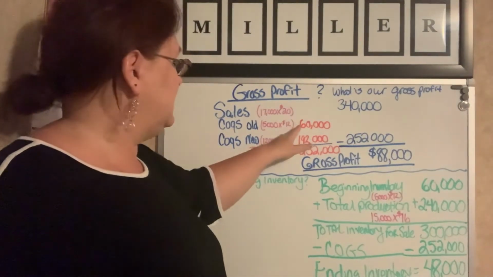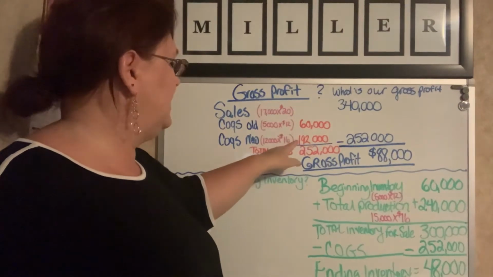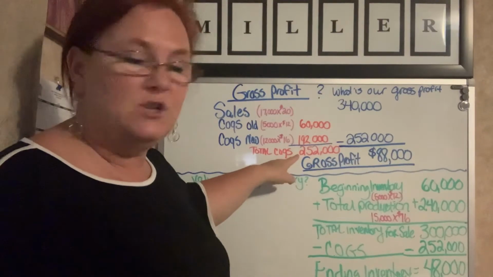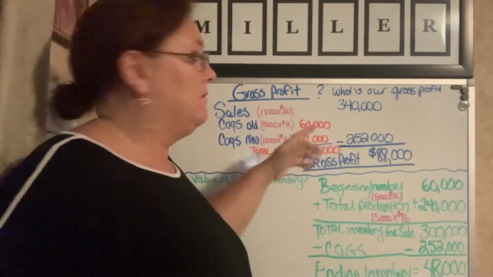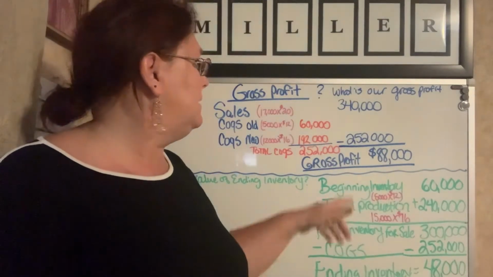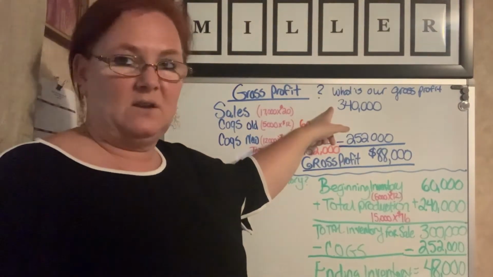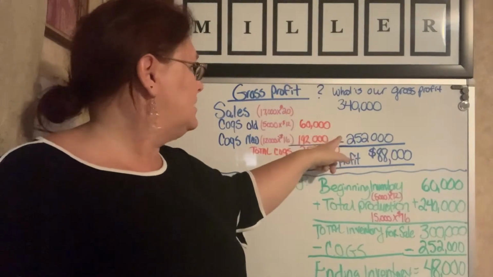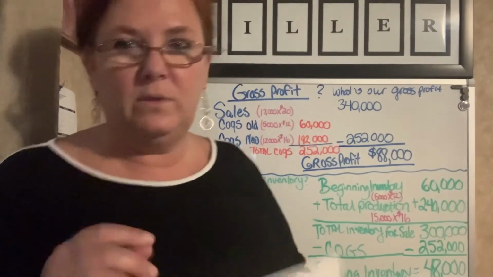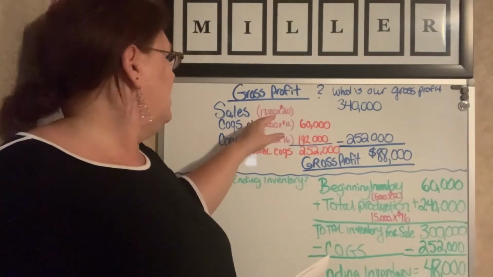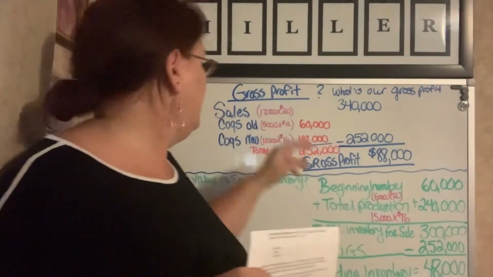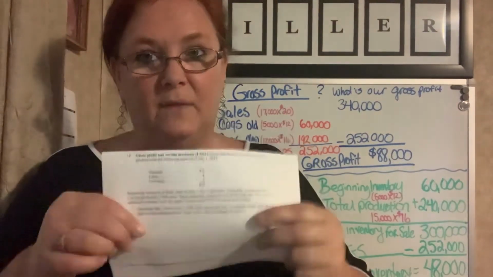So 60 for the old, 192 for the new, gives us a total cost of goods of 252,000. So again, back to the basic subtraction in your income statement: revenues or sales in this case, minus your cost of goods sold equals your gross profit. That is it. Again, the only hard part of this is figuring out how many they had for the beginning. They tell you that number. They tell you the cost of how much they had at the beginning.